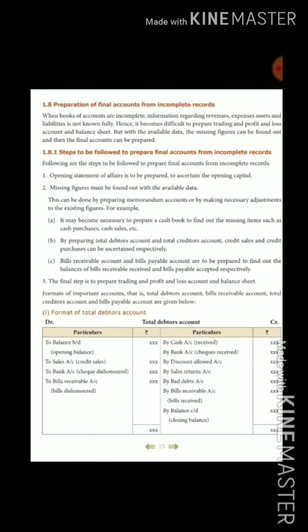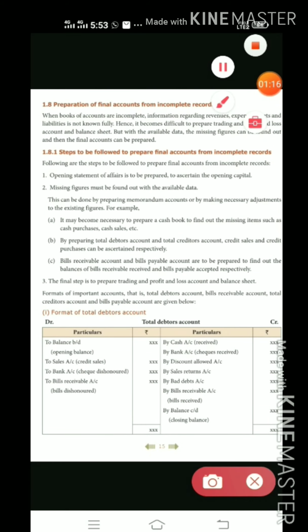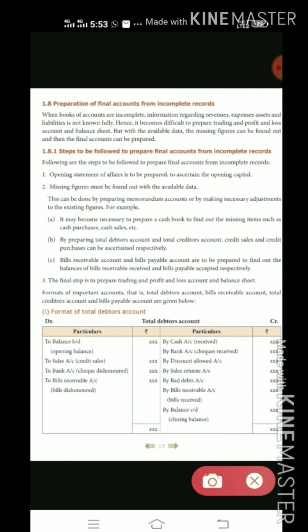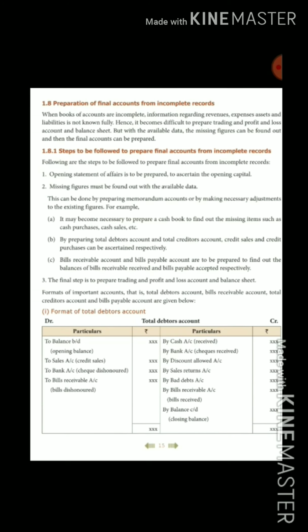It may become necessary to prepare a cash book to find out the missing items such as cash purchases, cash sales, etc., by preparing the total debtors account and total creditors account. Credit sales means total debtors, and credit purchase means total creditors account. The format of the total debtors account should be based on two sides. The debit side records the payment items and the credit side records the received items.